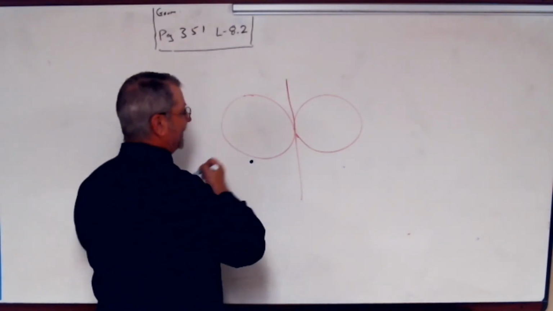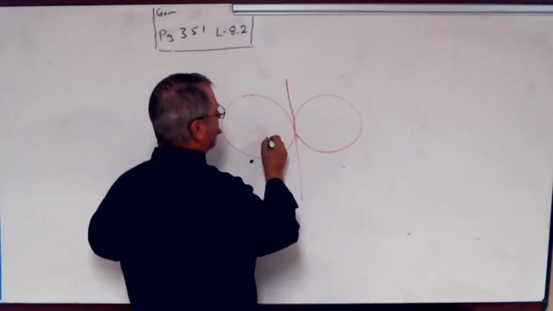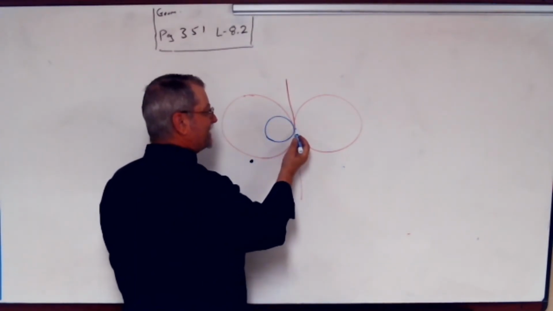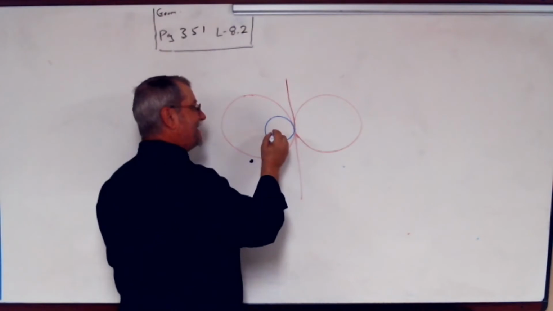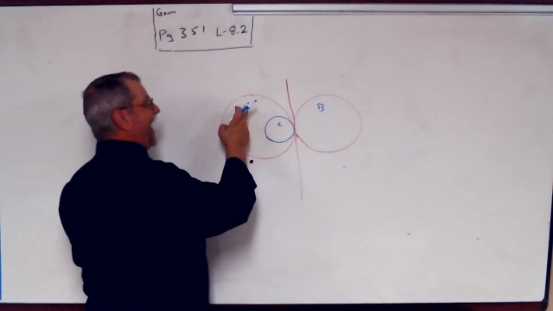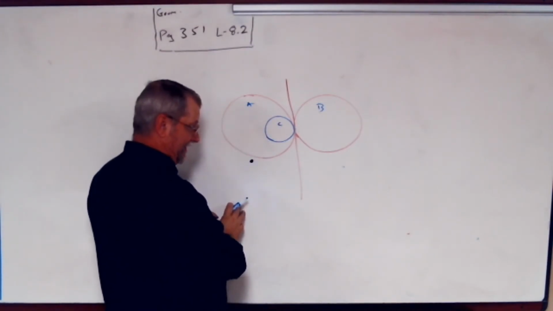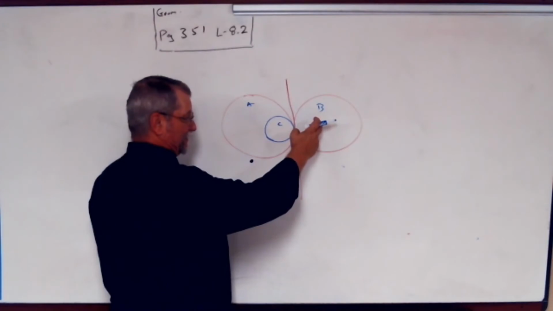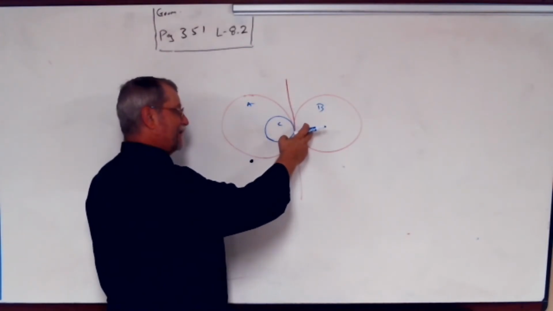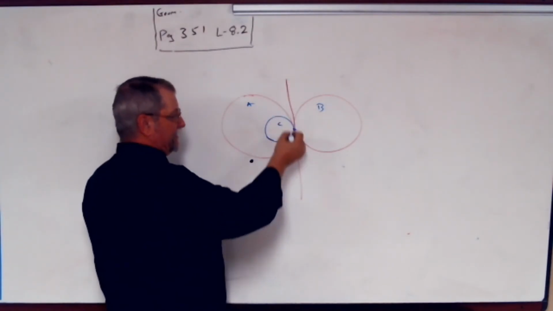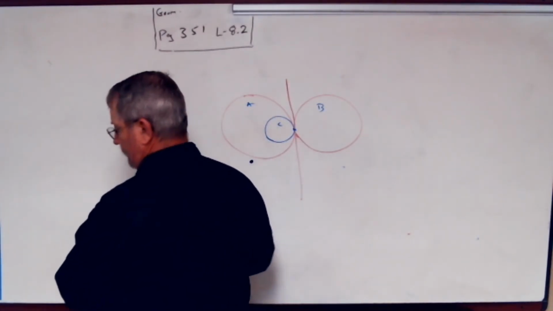What if I had another circle like this? This one is tangent also right there, but this is internally tangent. If this is A, B, and C, A and C are internally tangent circles. A and B are externally tangent circles. C and B are externally tangent circles. This is the point of tangency. This is the common tangent. Okay?